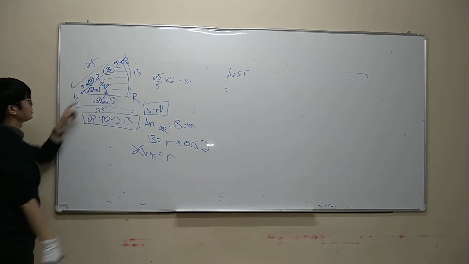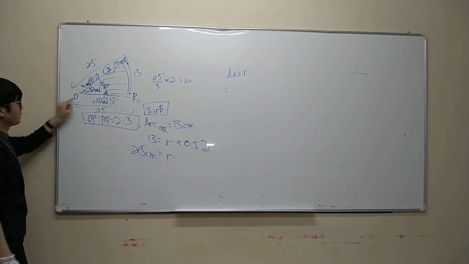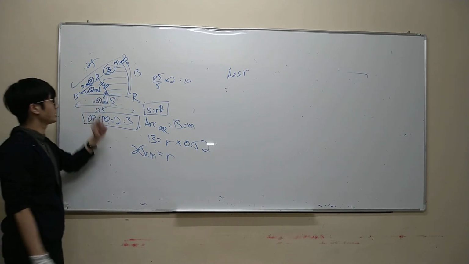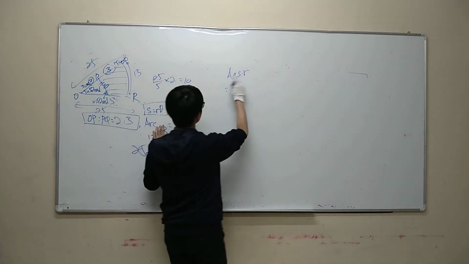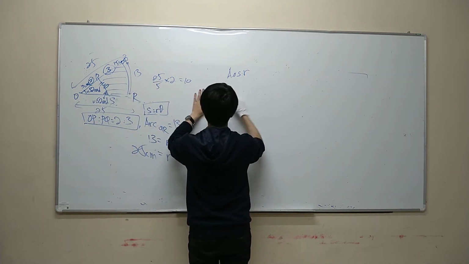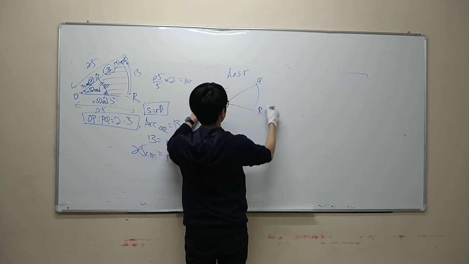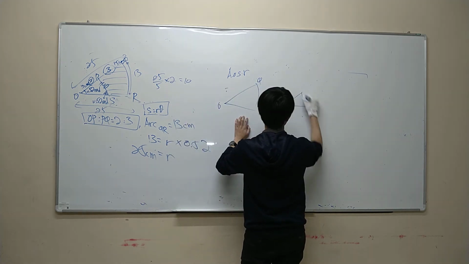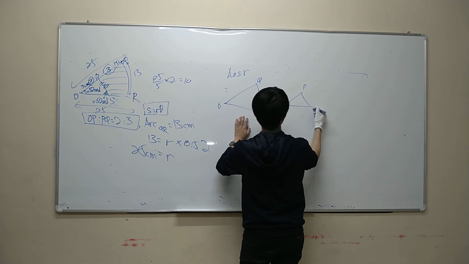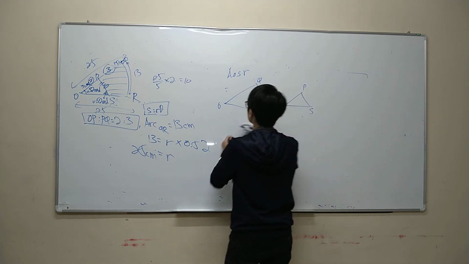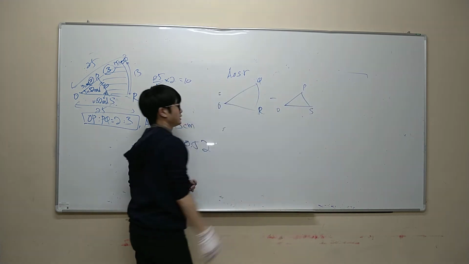I know here is 10 also, because this is isosceles. But here I don't know. But it's okay. Just leave it. So area of shaded region, how to find? First you find the area of sector, which is OQR, and then minus the area of isosceles triangle, which is POS. So how to find area of sector?